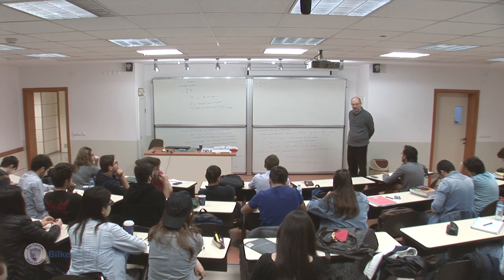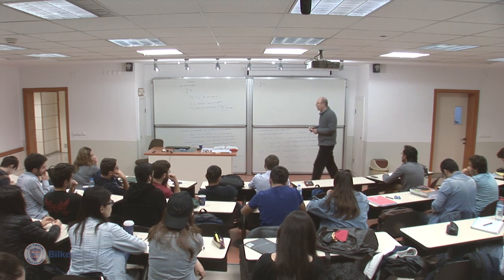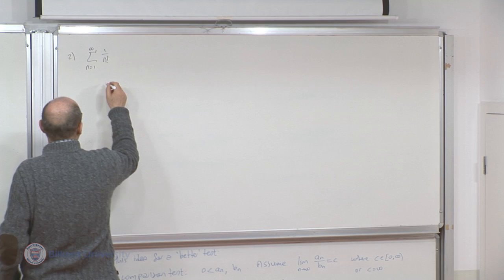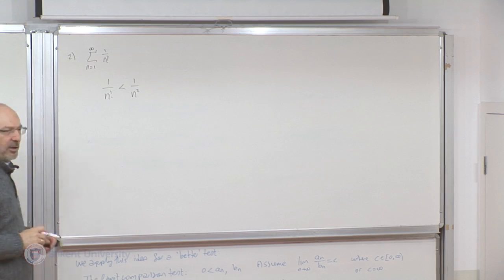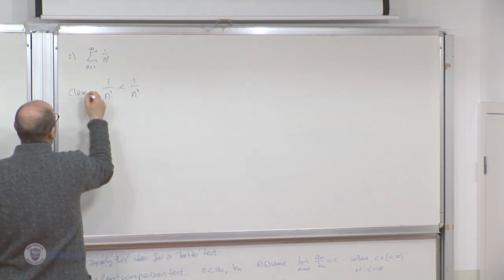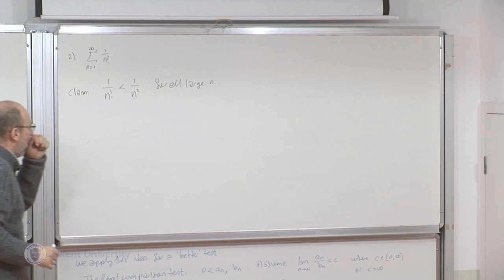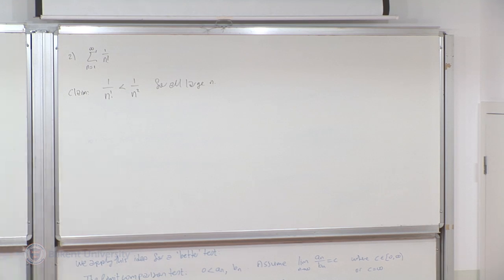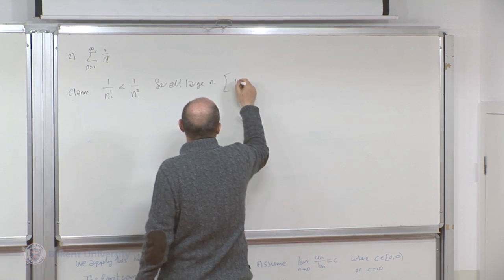1 over n squared. So is this less than 1 over n squared? Yes, let's check. So your friend claims that 1 over n factorial is less than 1 over n squared. When n is equal to 2, it is false. So the claim is for all large n. We can even check this. I think n equals 4 or 5, from there on it will work. Or if you are not sure, prove this by induction.